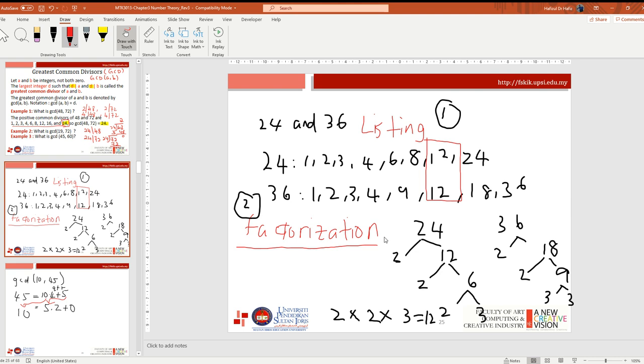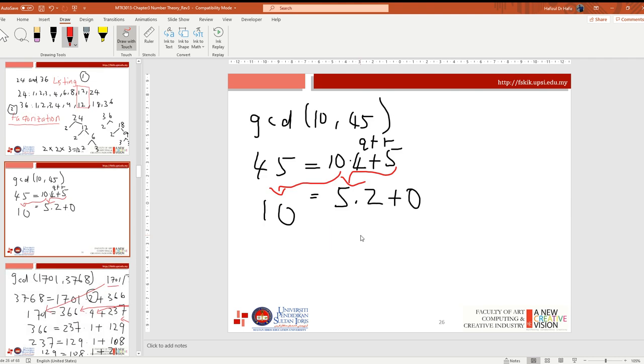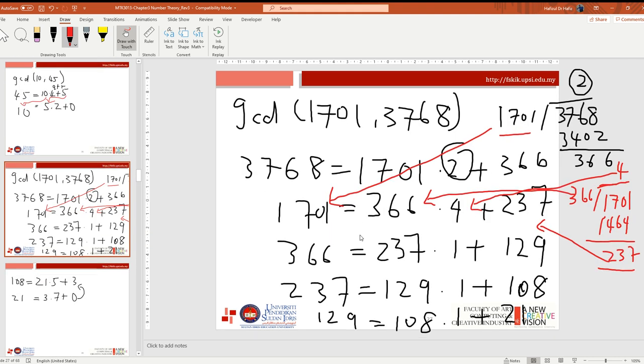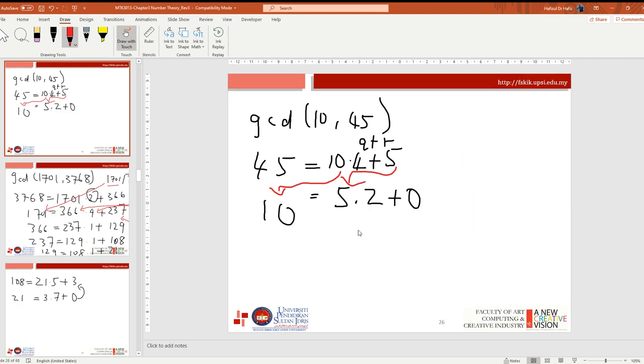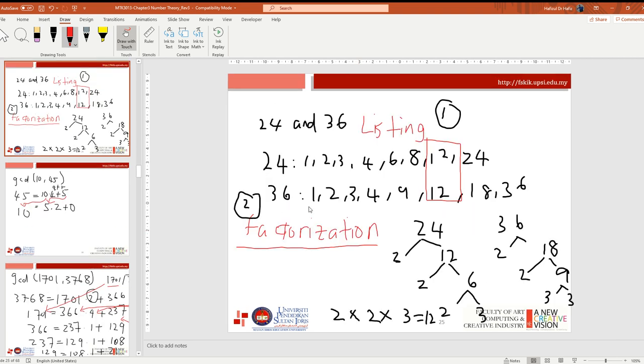Okay, for the GCD we can have several methods. The first one we call listing. The second one we call factorization. And number 3 we call repeated division. For example, for the listing of 24 and 36, for 24 we list 1, 2, 3, 4, kita listkan. And then for 24 and 36, we got 12.